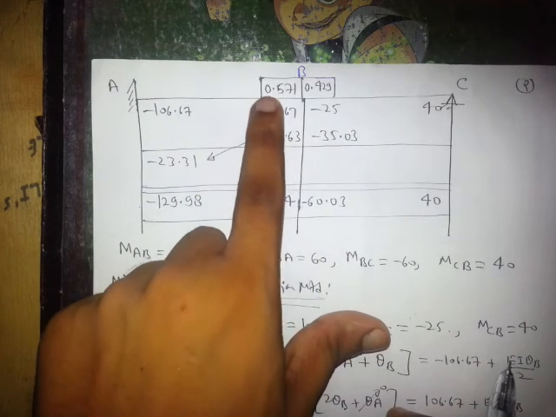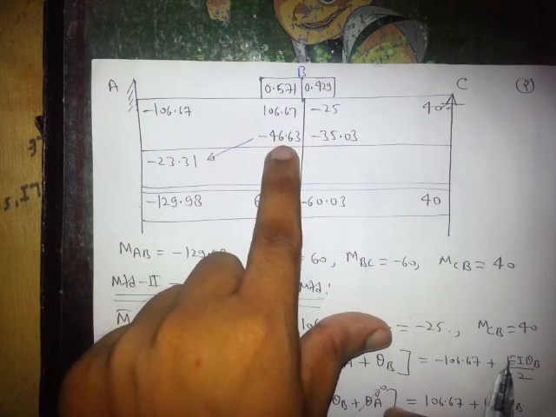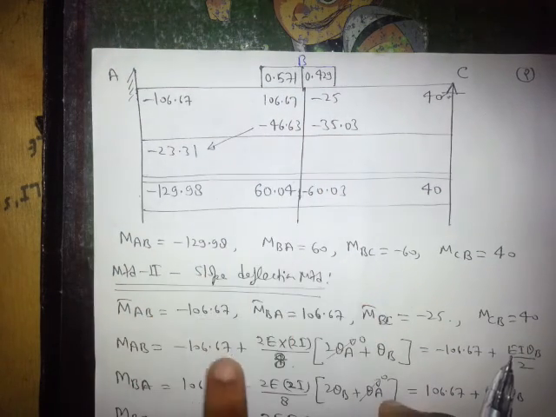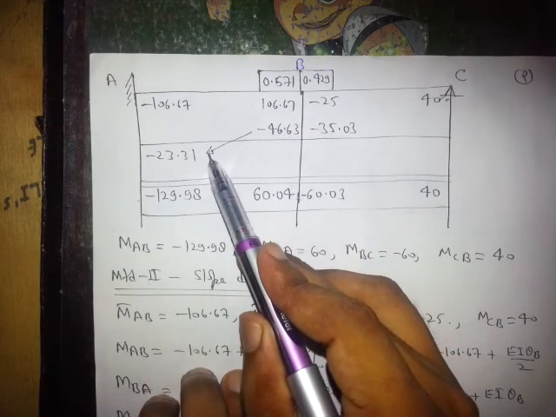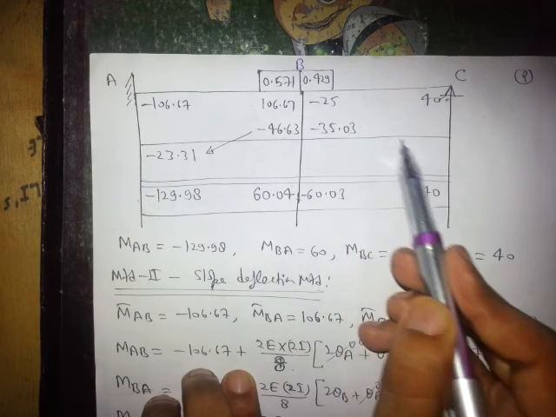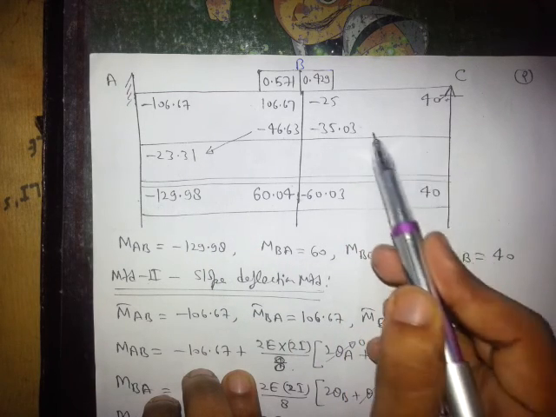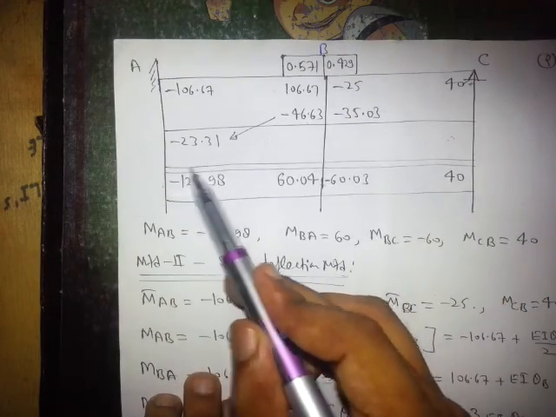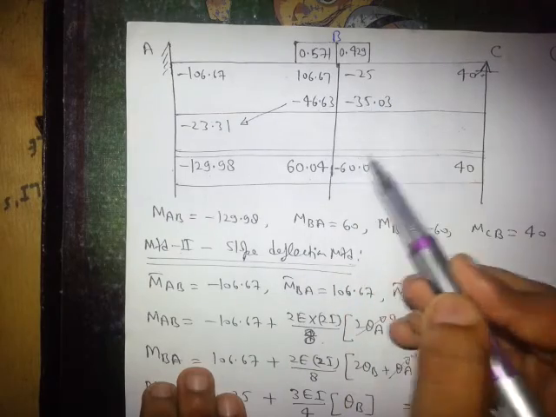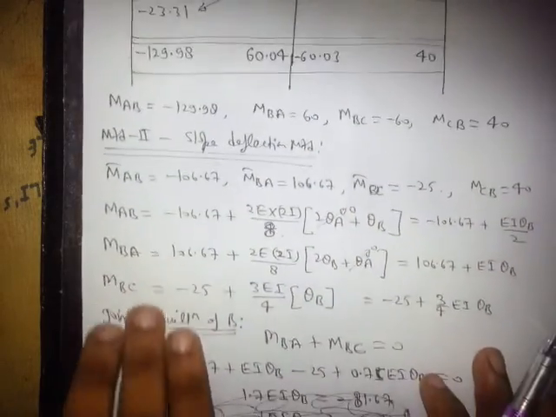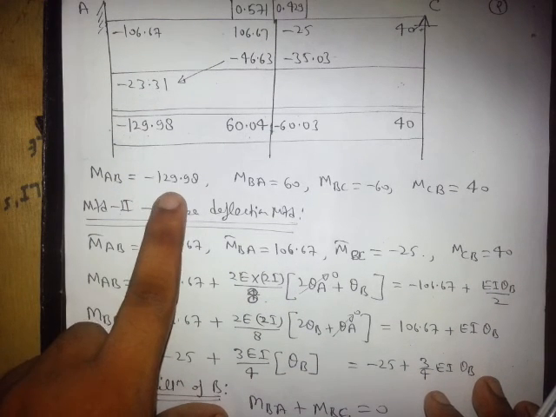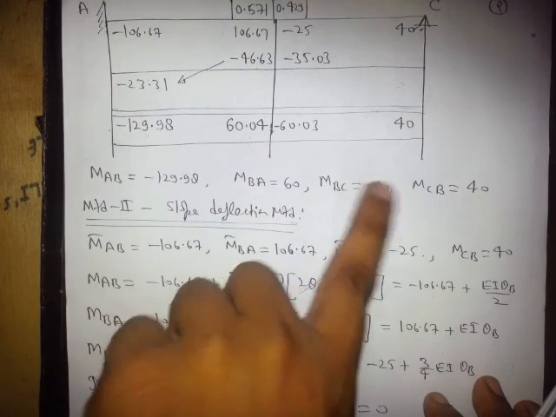So 0.571 into minus 81.67 and 0.429 into minus 81.67, so these two values. But as soon as we apply the moment, half will be transferred to the far end, so half will be minus 20, but no moment will be transferred here. This is a hinge end, right? So now this is completely balanced. Add these, this is the answer, and here will be 40. So we will write like this: MAB will be minus 129, this is plus, this is minus, this is plus.